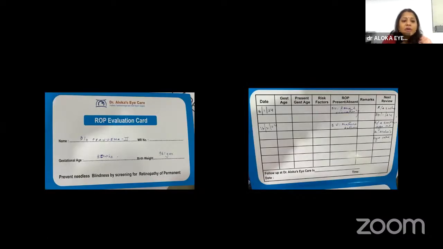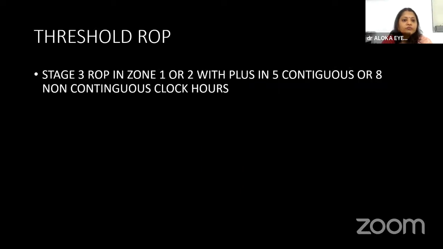Now, this is the ROP evaluation card. Again, it's mandatory to give something to the parents so that if they are changing places, cities, hospitals, there is a record for everybody who is involved in the care of the child to know that ROP evaluation was done. These were the findings. This was the treatment, and this is how it's going to go on. Giving your next review date is also very important. And you should also have a data with the child's name, number, so that from the doctor's side also, we do a call back to these patients so that ROP is not forgotten.